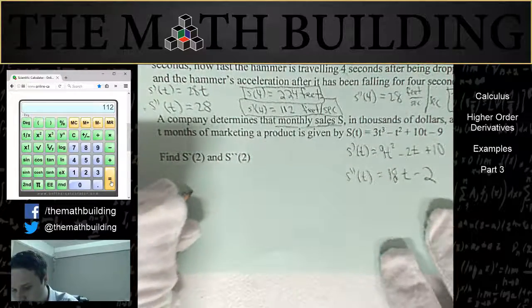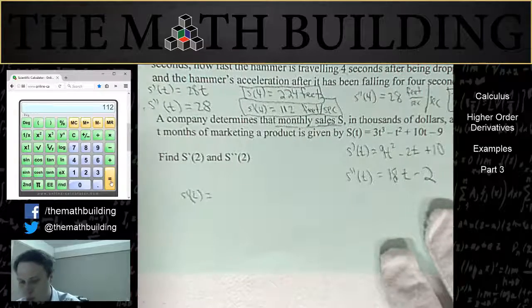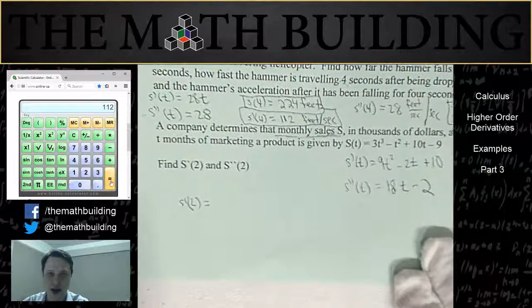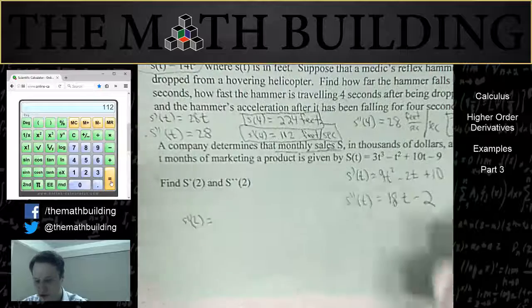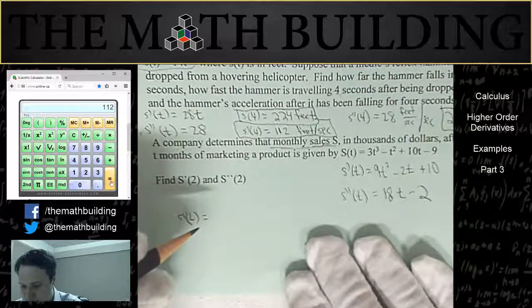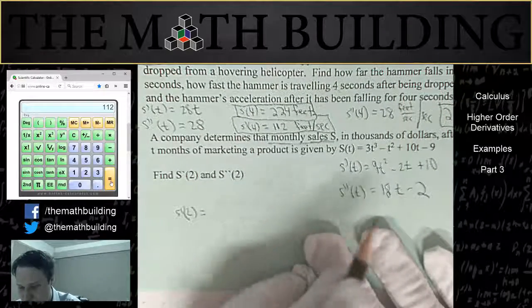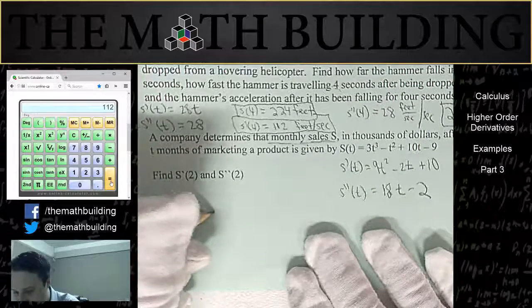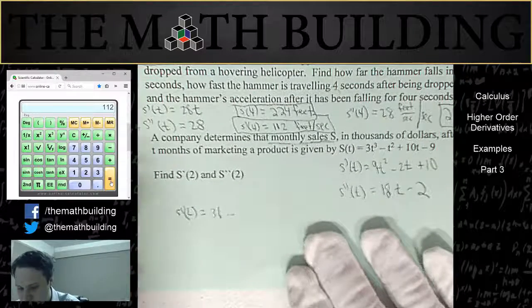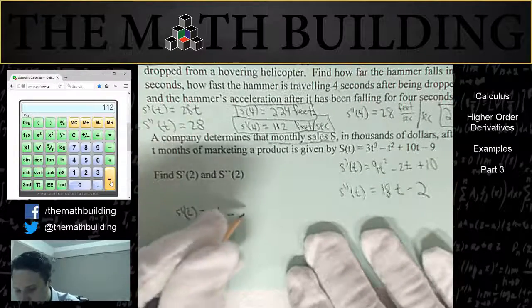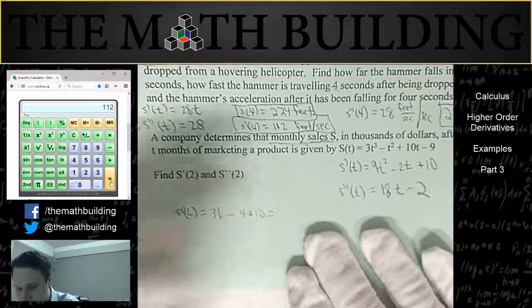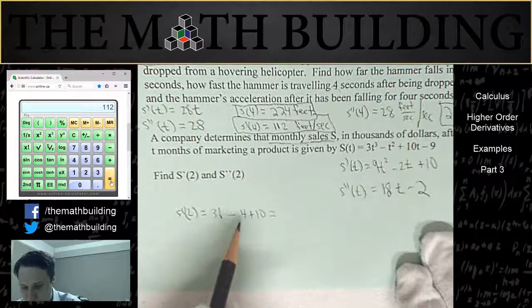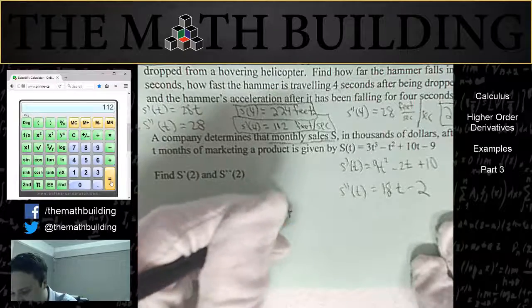So s prime of 2, that would be the rate at which sales are increasing. And so that would be 9 times 2 squared, which is 9 times 4 is 36, minus 2 times 2, which is 4, plus 10. So that would be 32 plus 10. So we could see that 42.